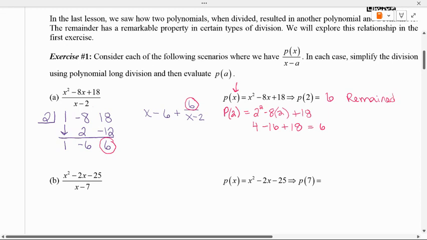So the remainder theorem says that you can evaluate the polynomial by the root, and it will equal some number, which becomes your remainder, if you had done long division or synthetic division.